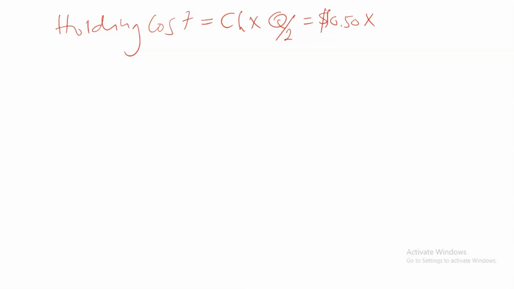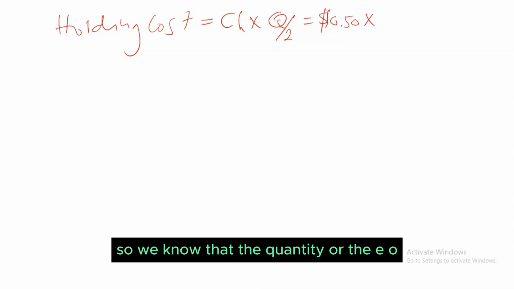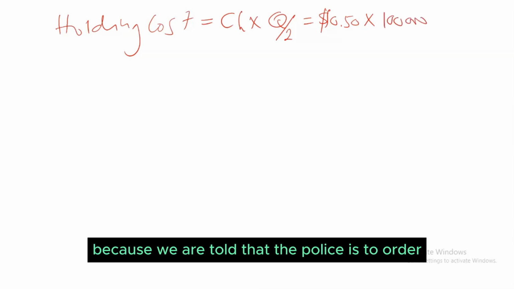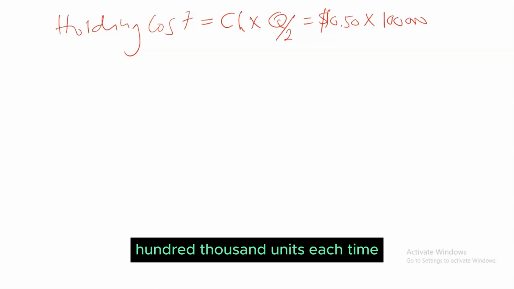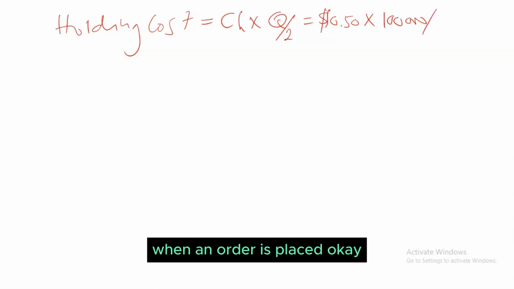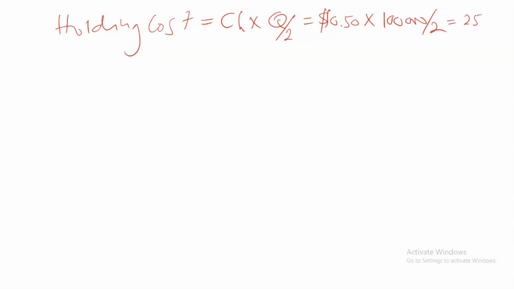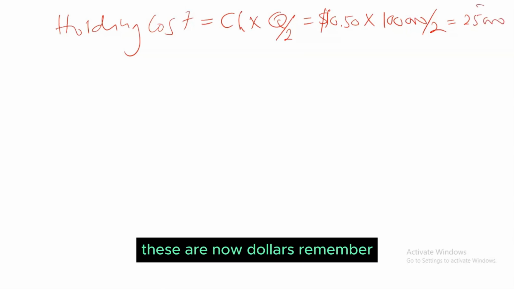All right, so we know that the quantity or the EOQ was 100,000 units, because we are told that the policy is to order 100,000 units each time an order is placed. Okay, so this gives us how much? That's 100,000 divided by 2, that's 50,000. These are now dollars, remember.